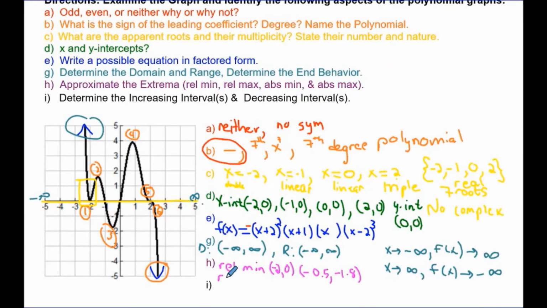For my relative maxes, for my relative maximum, I only have one. Sorry, I have two, just like this. They are the ones that are like an upward top of a mountain. So -1.5 and 1.5. Right, it is a point. That's why I said two values, one x, one y. And then here we have one at about 0.8 and 3.8.